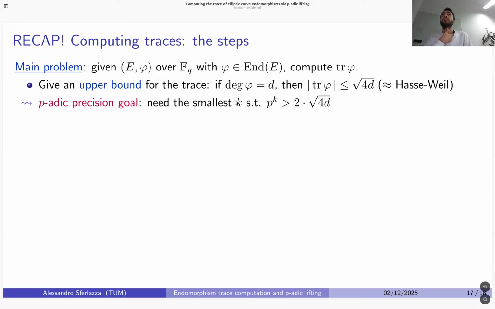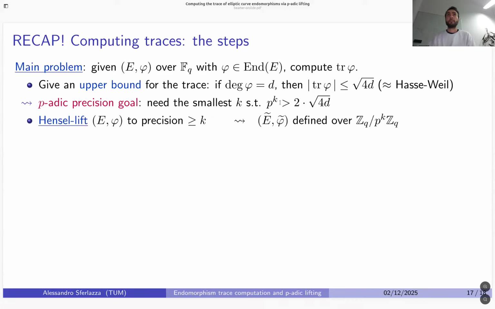Namely, if we choose a small k such that p to the k is larger than twice the bound for the trace, then basically p to the k will be larger than the number of values that the trace can assume. I mean, it's an integer in a bounded interval, and p to the k is larger than the number of possible values.